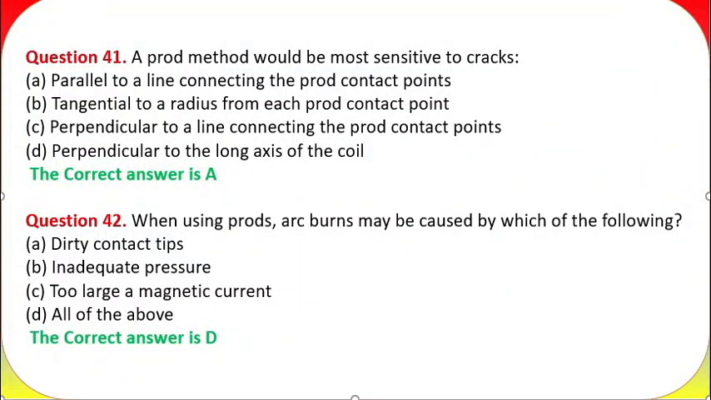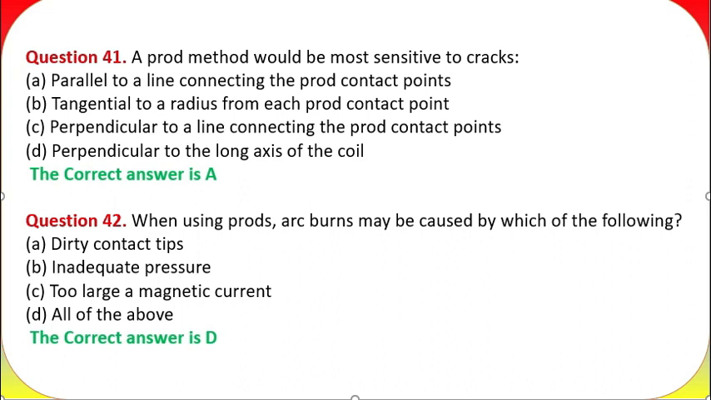Question 41. A prod method would be most sensitive to cracks. A. Parallel to a line connecting the prod contact points. B. Tangential to a radius from each prod contact point. C. Perpendicular to a line connecting the prod contact points. D. Perpendicular to the long axis of the coil. The correct answer is A.